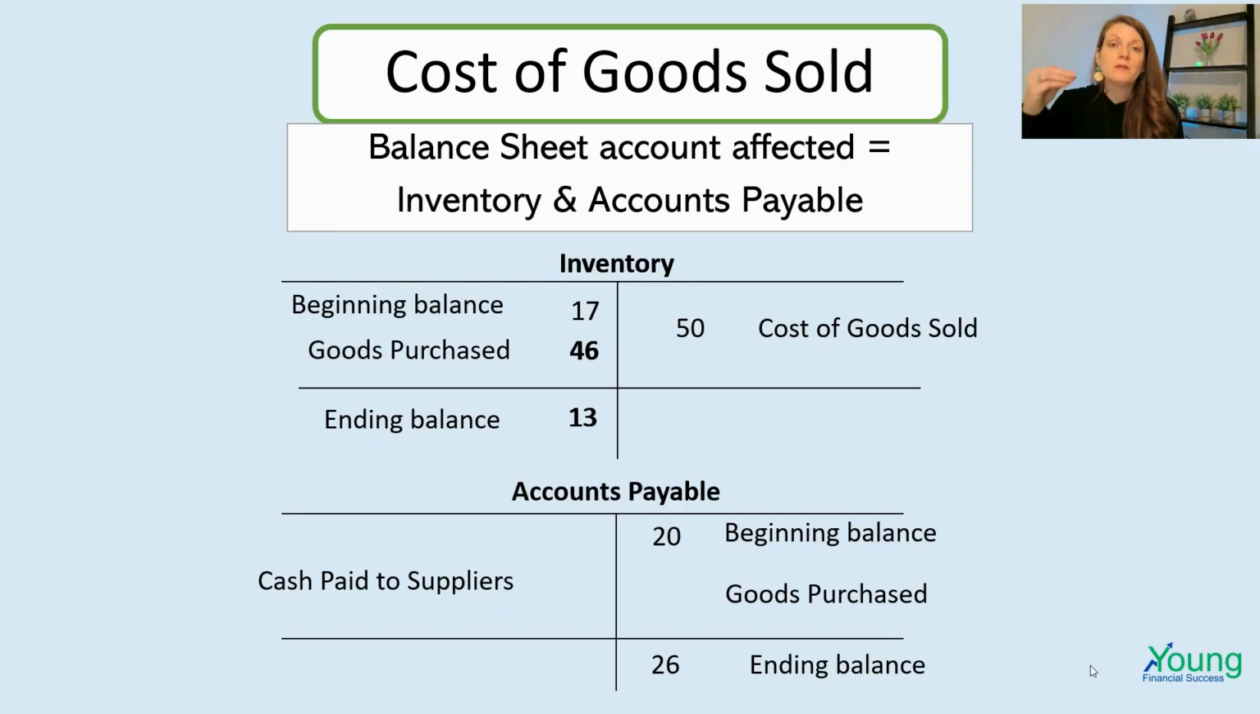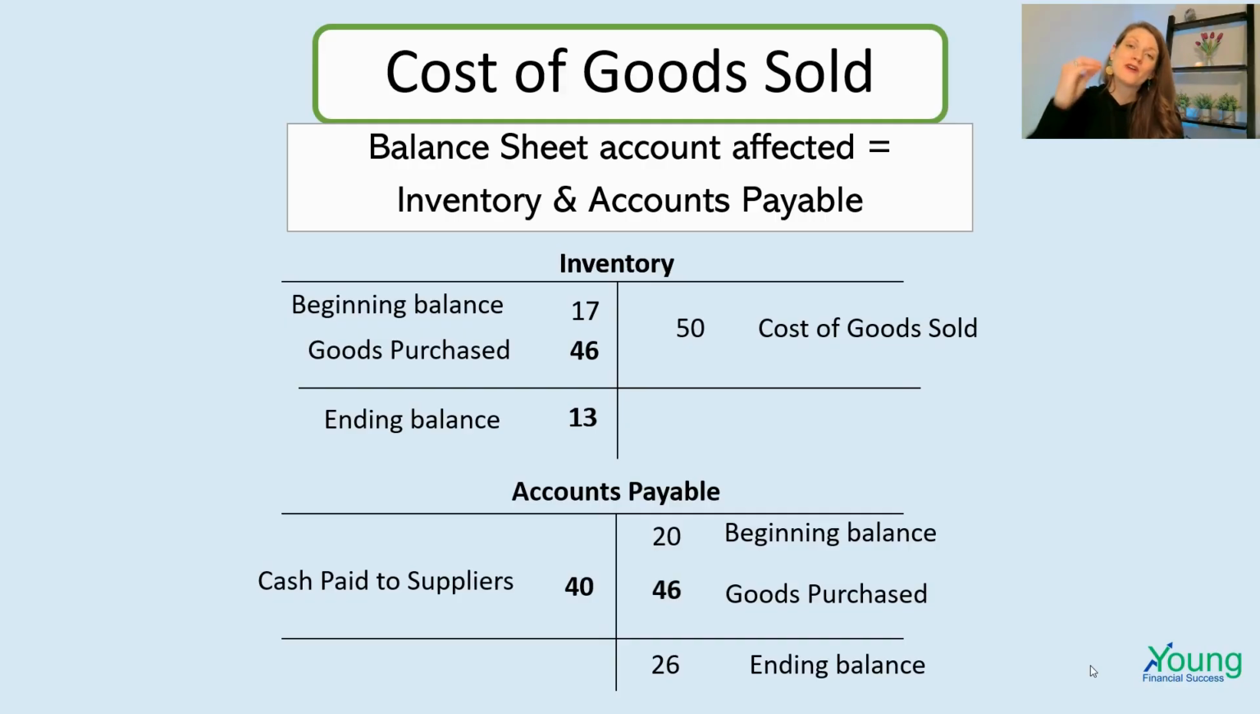Okay, so now we're going to plug that number in to accounts payable. Our beginning balance of accounts payable, we can see from our balance sheet, is 20,000. Our ending is 26,000. And we know from looking at inventory that we purchased 46,000. So now we can take the 20 plus the 46, we have 66, minus the 26 we still owe, and that means that we have 40,000 that we must have paid to our suppliers.